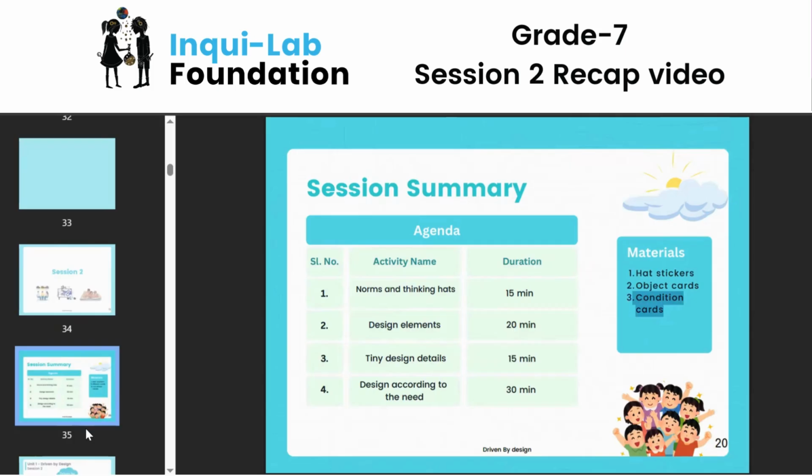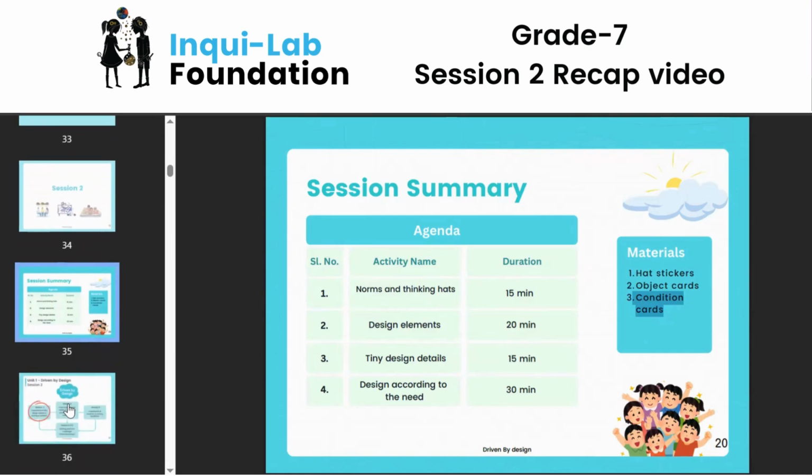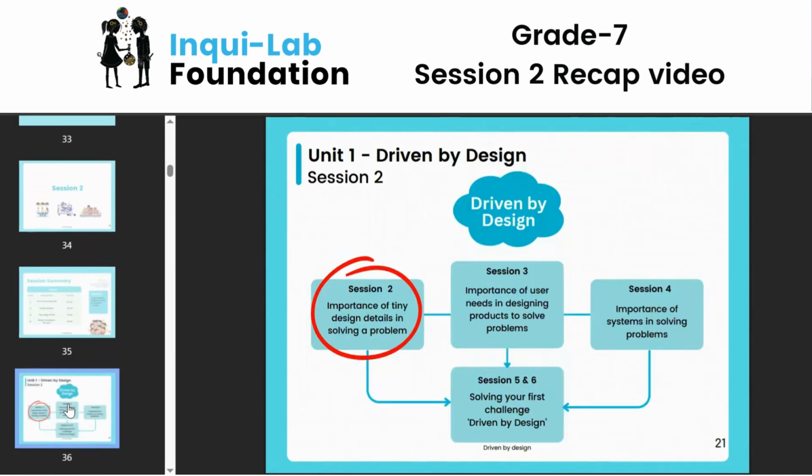So let's begin how to conduct the session. In page 21, you know that this is the page that you will use as a Unit 1 roadmap, and you will tell them that session 2 is the first session of Unit 1 called Driven by Design, and you will tell the students that we are going to be understanding the importance of tiny design details in solving a problem.